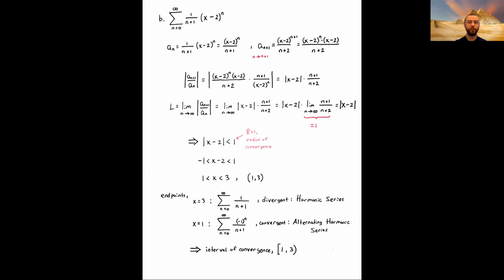Now, this is a slightly altered version of what we called earlier the harmonic series. Basically anything with the term 1 over n plus 1 usually represents the harmonic series. And you might recall that the harmonic series is divergent. So at our endpoint 3, our power series turns out to be divergent. Now, if we plug in the left endpoint, x equals 1, be careful, you have within your summation sign 1 minus 2 to the nth power. 1 minus 2 is negative 1. So what we have is negative 1 to the n, coming from the variable part. Negative 1 to the n is an alternating term.